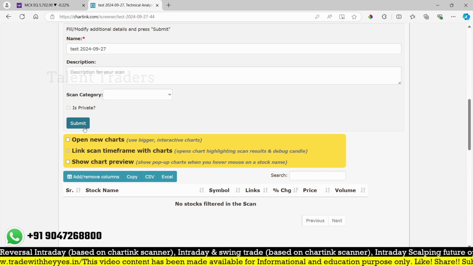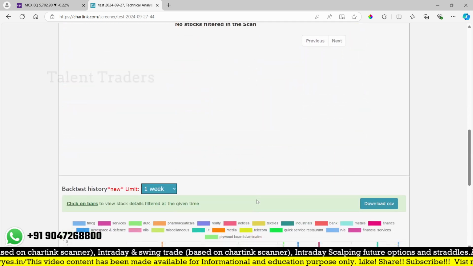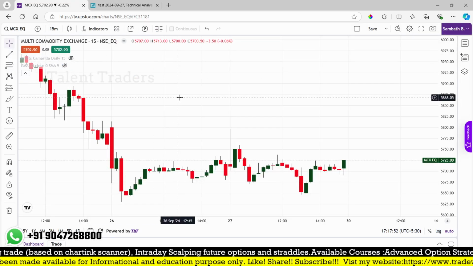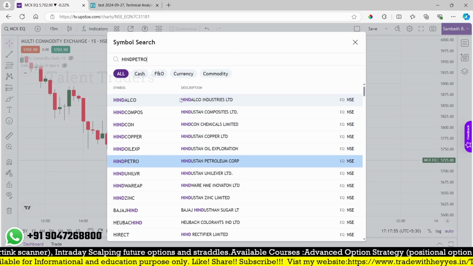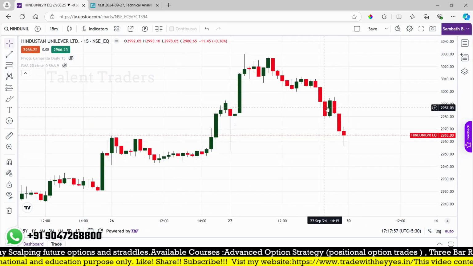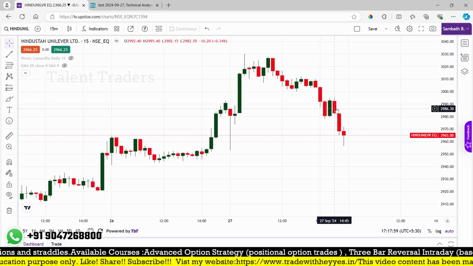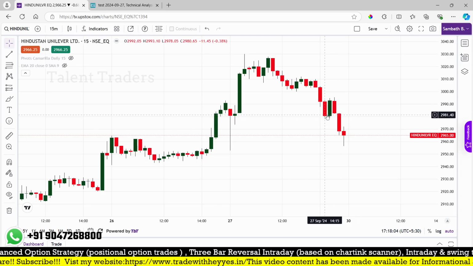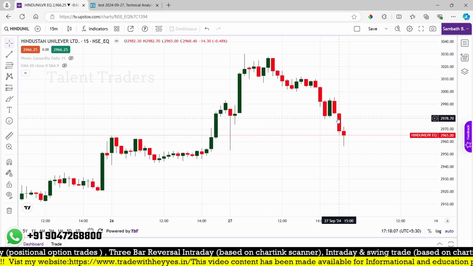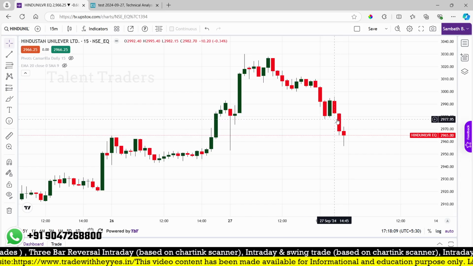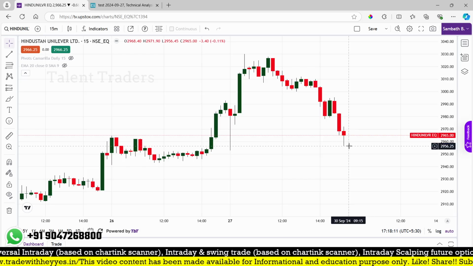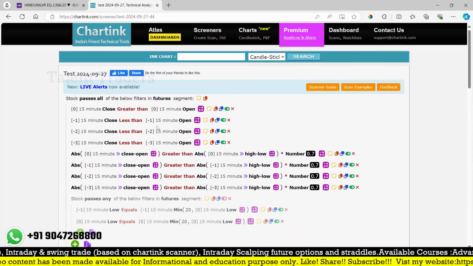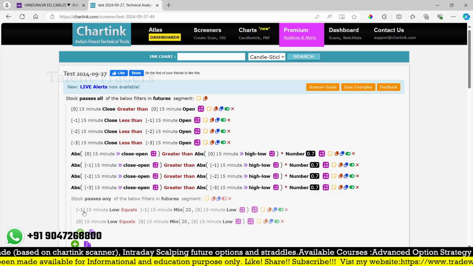Save the scan, submit, and let me check only a few. Hindustan Unilever 230. Here's the one. So maybe if the high 94.75 is broken, maybe my small stop loss is 94.78, and after the low reversal, it was from 77 and it came down to 56, 20 points. Okay, so like that, this will be helping you. We'll share this scanner soon on our Telegram group, maybe tomorrow or the day after tomorrow.